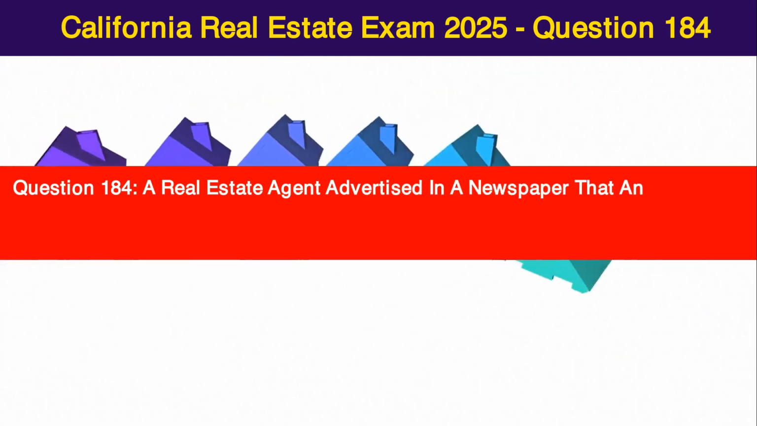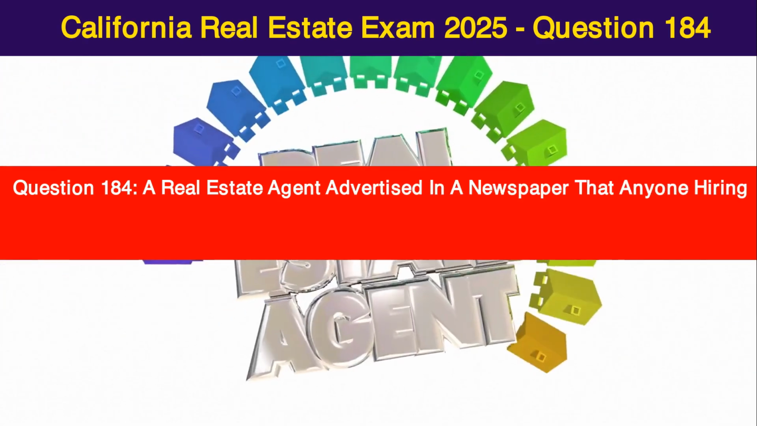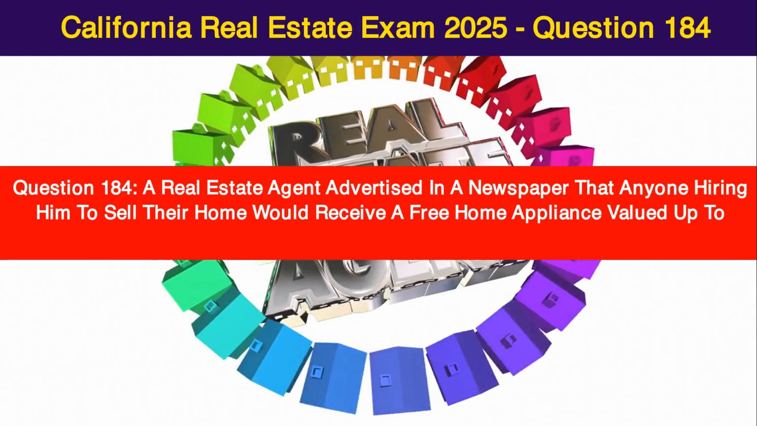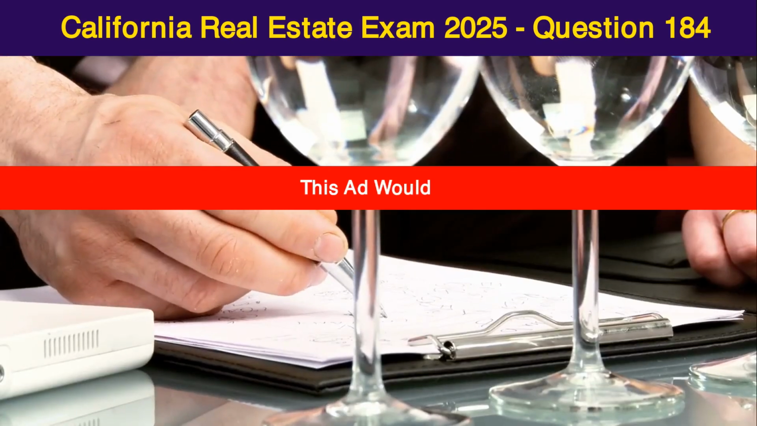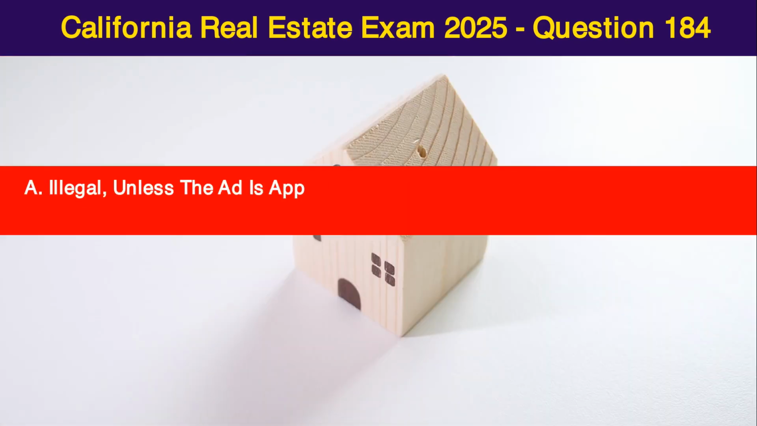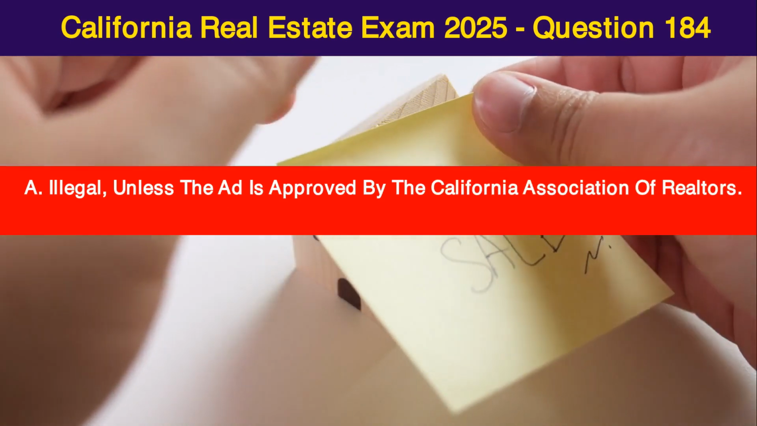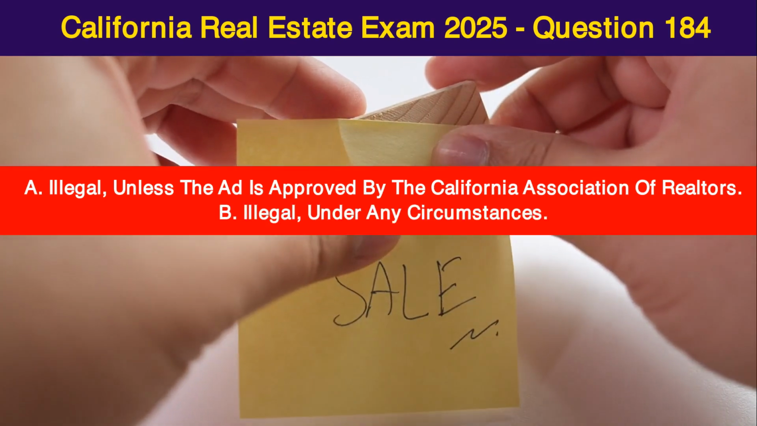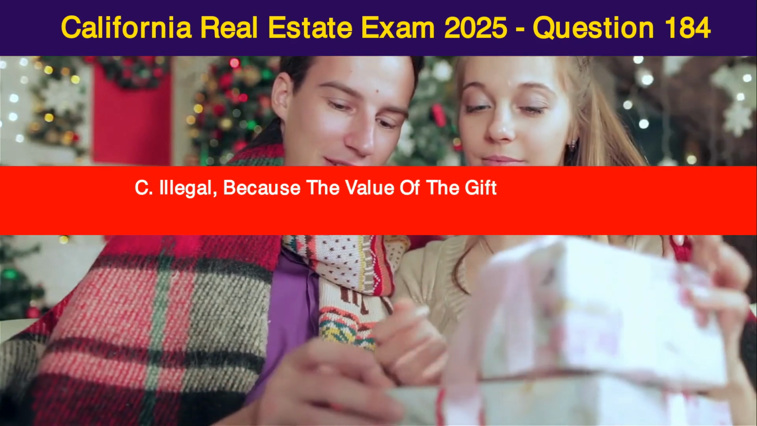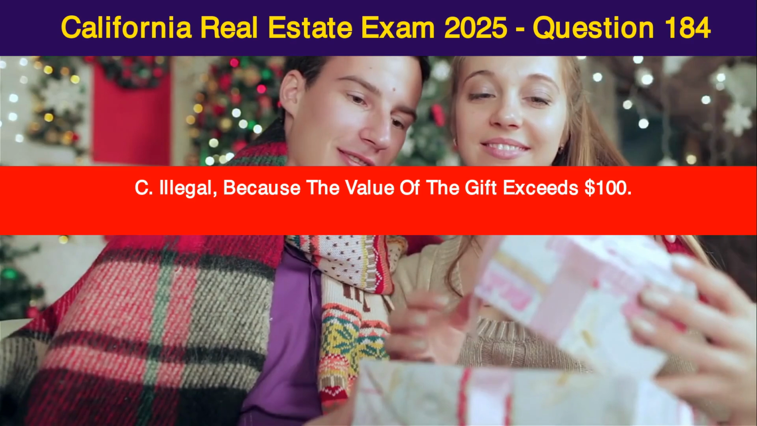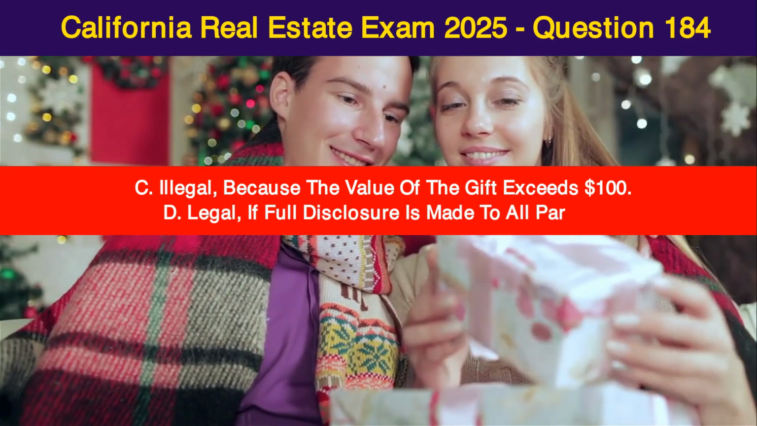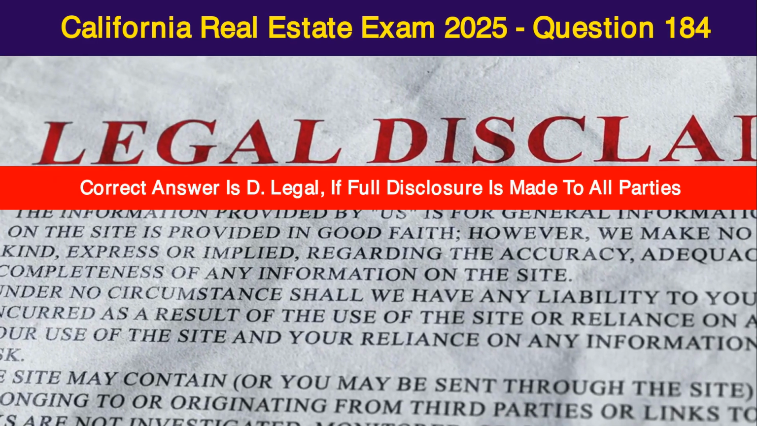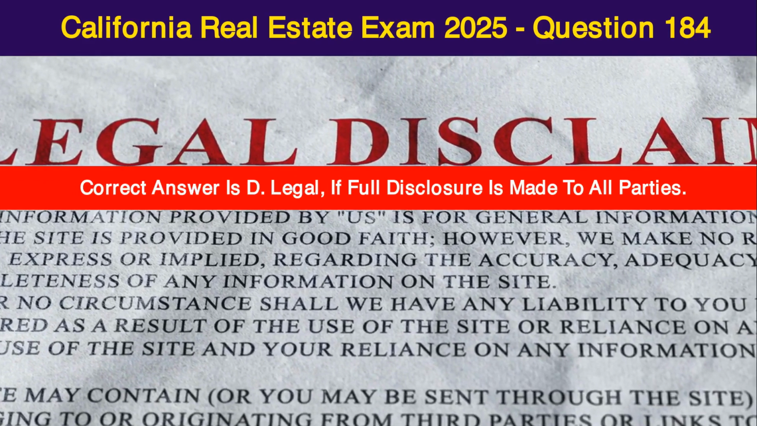Question 184. A real estate agent advertised in a newspaper that anyone hiring him to sell their home would receive a free home appliance valued up to $700. This ad would be A. Illegal, unless the ad is approved by the California Association of Realtors, B. Illegal, under any circumstances. C. Illegal, because the value of the gift exceeds $100, D. Legal, if full disclosure is made to all parties. Correct answer is D. Legal, if full disclosure is made to all parties.